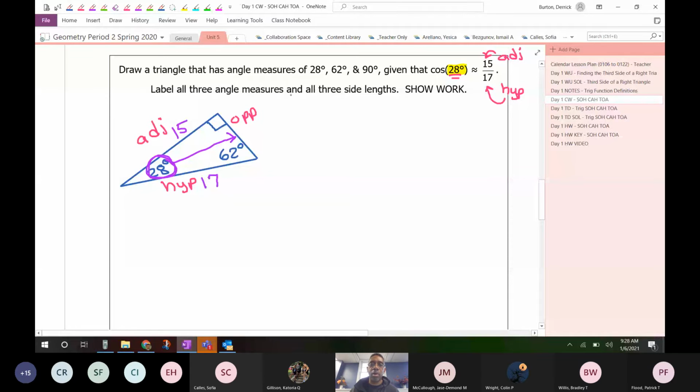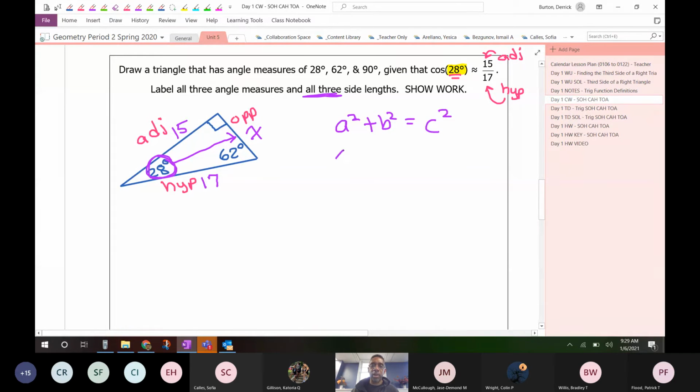Now, they said to label all 3 sides, all 3. So we need to find the third side as well. But remember, if you have 2 sides and you need the third side, what you need is the Pythagorean theorem. So let's say I put an X here. You know how the Pythagorean theorem is a squared plus b squared is equal to c squared. Remember that the c squared has to be the hypotenuse. A common mistake is to always put the variable over there. But no, it's the hypotenuse.